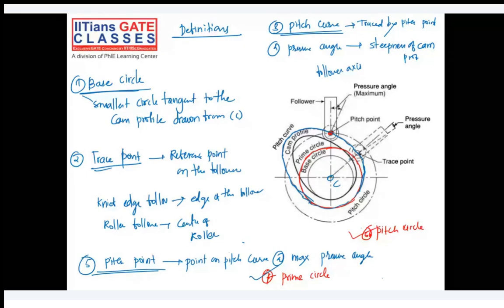And if we have a knife edge follower, the trace point itself will be your cam profile. So in that case your base circle and prime circle will be the same. Yes, correct, Sean. So these are the basic things you should know from the definitions point of view.